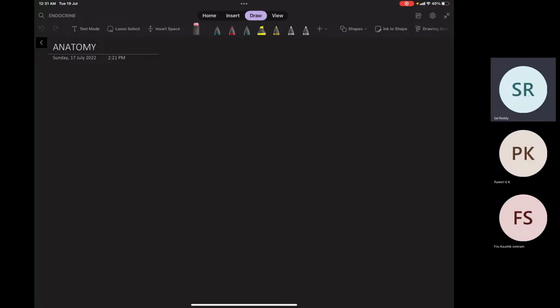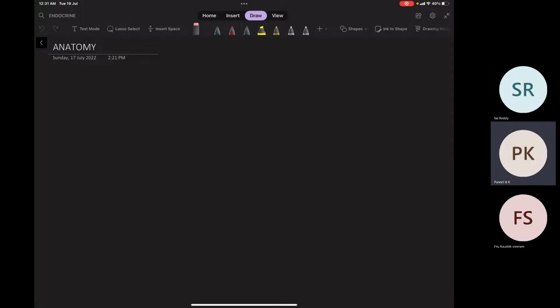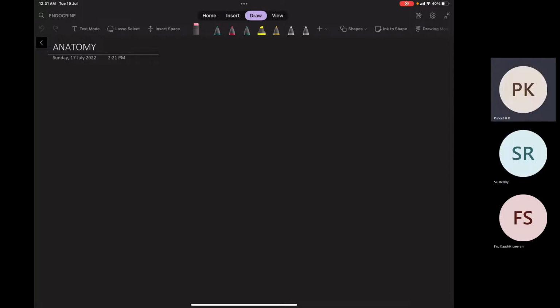Thyroid hormones are basically two, T3 and T4, triiodothyronine and tetraiodothyronine. These are synthesized from tyrosine and iodine. One second, before that, your thyroid gland has two types of cells. What are they called?